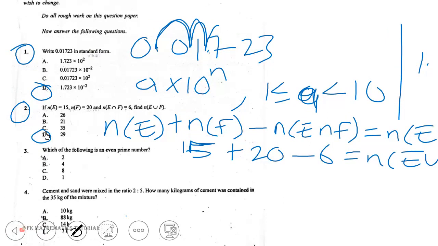Which of the following is an even prime number? So a prime number that is even is 2. So the correct answer is 2.